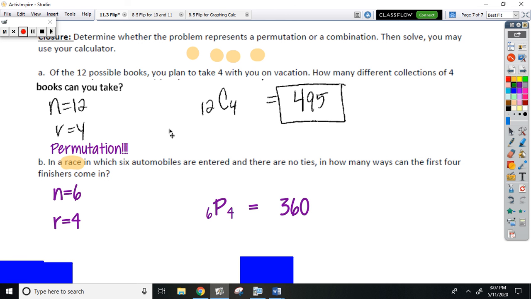All right, the homework is 11.3. You'll notice, though, that the mini quiz is 11.2 and 11.3. So it covers permutations and combinations. So make sure that you're prepared for that.